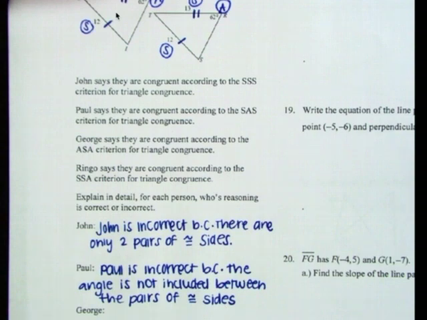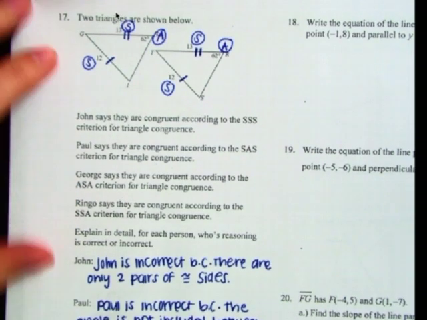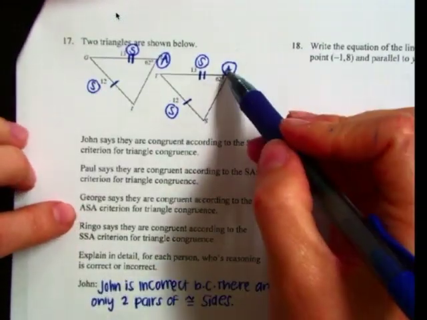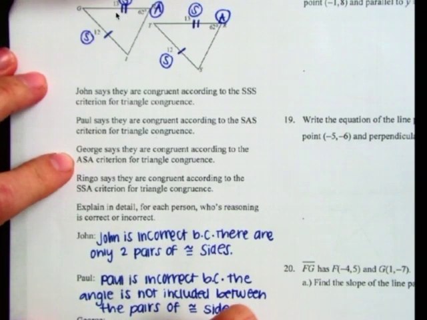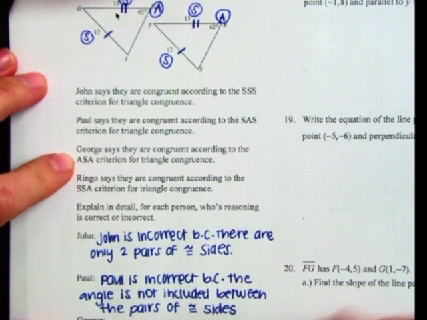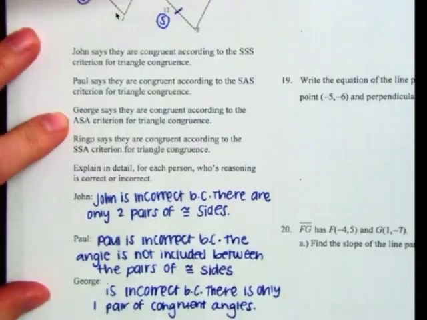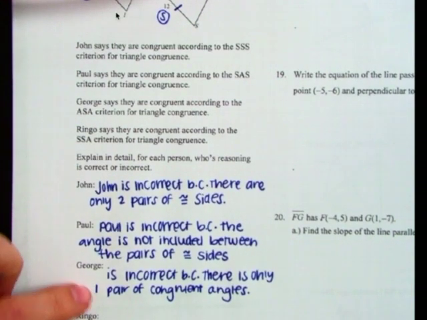Okay. And then George says the triangles are congruent by angle side angle criterion. And we're going to say no because we only, again, have 1 pair of angles and 2 sides, so that would not work. So we'll say George is incorrect because there is only 1 pair of congruent angles. For ASA, you would need 2 pairs of congruent angles with the included sides.